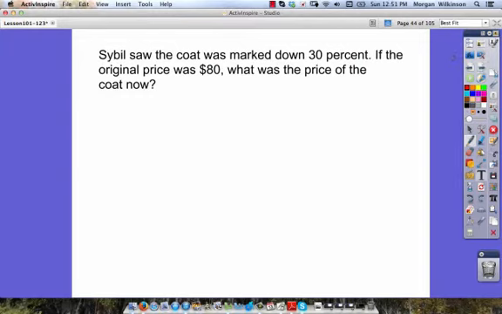Sybil saw the coat was marked down 30%. If the original price was $80, what was the price of the coat now? So we want to take 30% away from $80 to find a new price. So 30% of $80 is what price? And we'll call it P for price. 30% of $80, well, 30% is 0.3 times $80 will tell us what our price is.